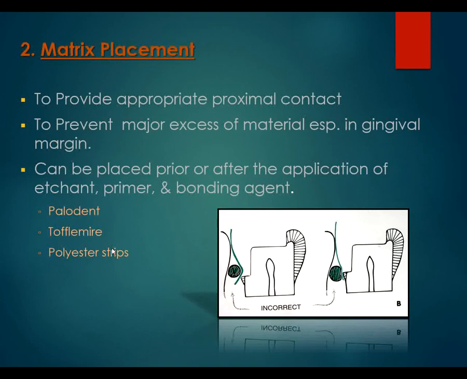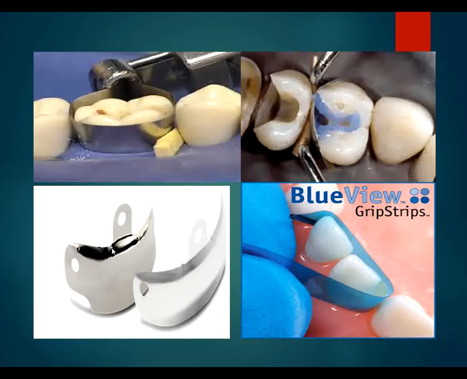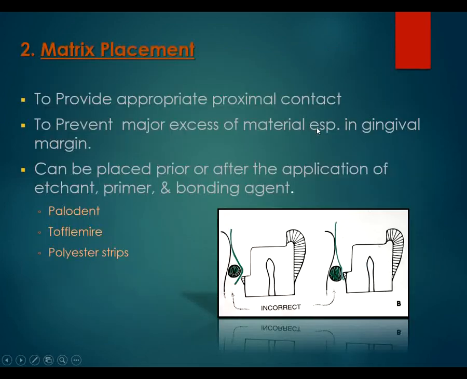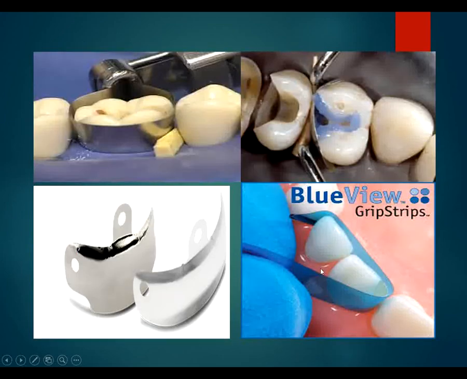Matrix band could be in the form of Pylodent, Toffelmayer, polyester strips. In the picture you can see different types of matrix. This is stainless steel matrix band and retainer. This is Pylodent, and this is polyester strips.